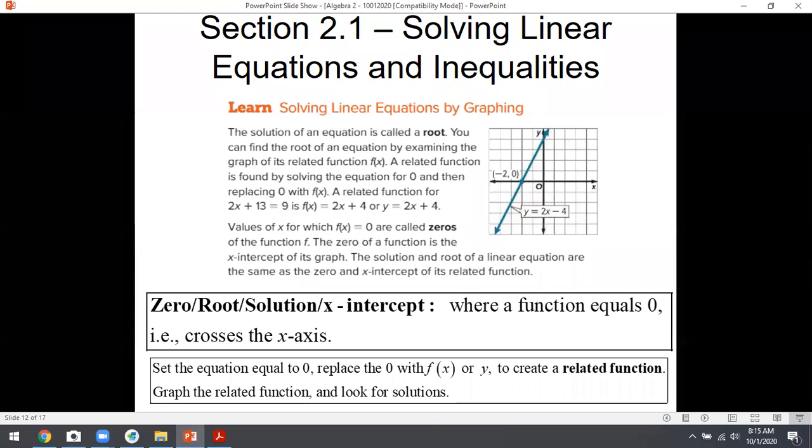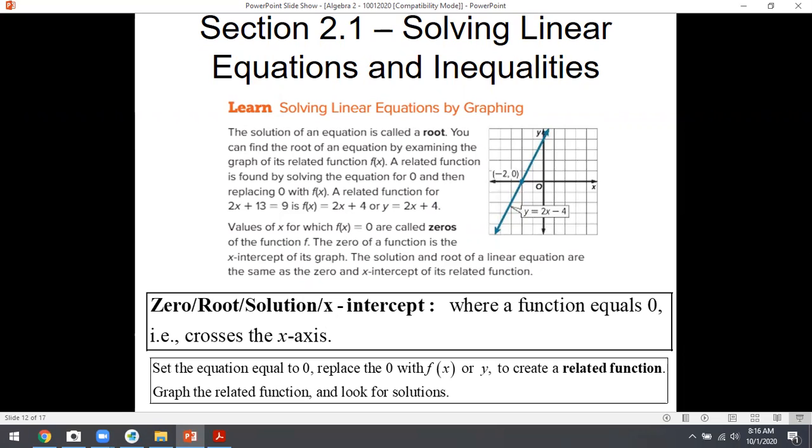Okay, next little piece of vocab, and I do want you to write down this box at the bottom here, is all this stuff they're calling things. How do you solve something by graphing? First thing you need to know is that there are about 4 different words for the same exact concept.